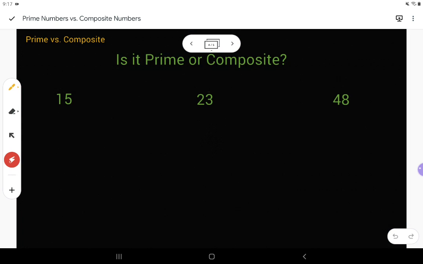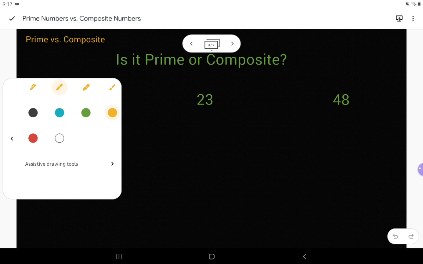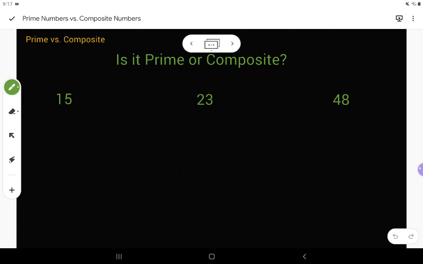So you're often going to be asked, well, is the number prime or composite? Well, every number, when I look at these three, every number, I know I can at least go 1 times itself. So I can go 1 times 15. I can go 1 times 23. I can go 1 times 48. I know those work. I need to figure out, is there something else other than 1 and that number itself?